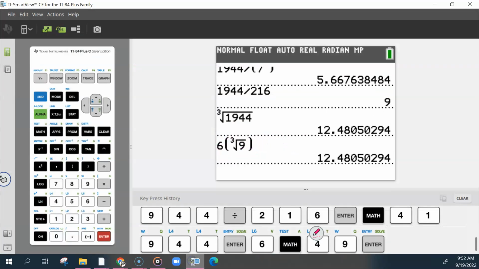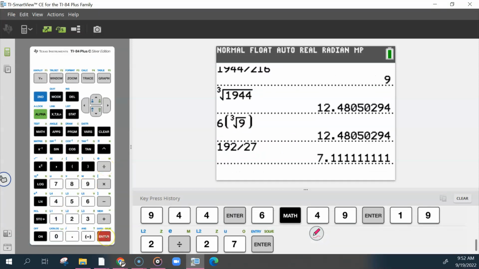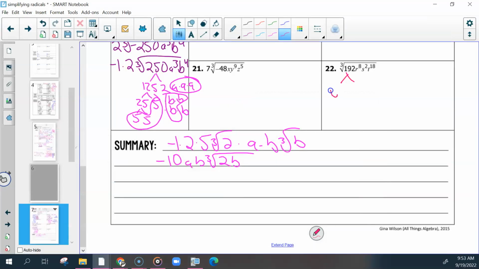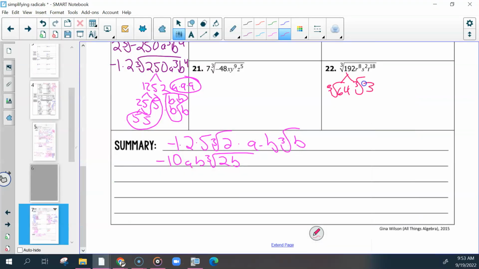That's right. 27 wouldn't give us a whole number. I heard 64. Yeah. So the cube root of 64 and the cube root of, what was that, 3? Yes. Cube root of 64 is what? That's the square root, the cube root. 4.